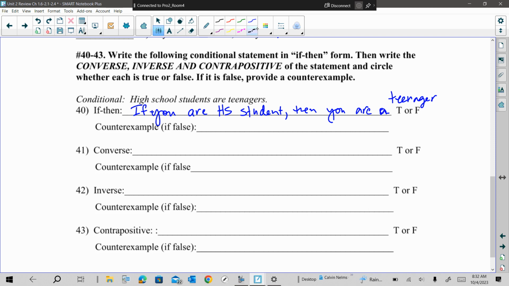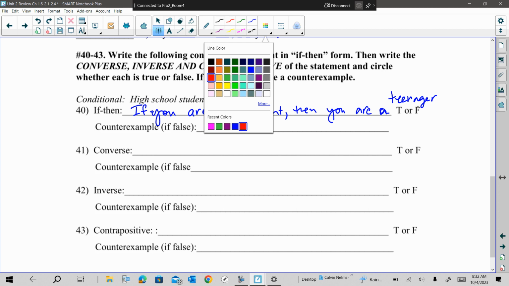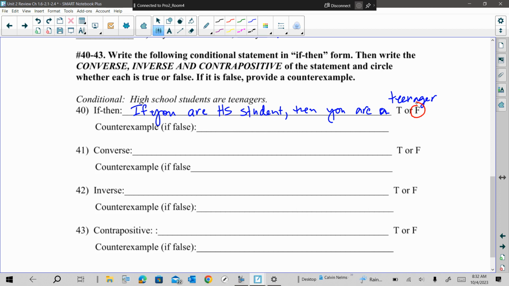True or false? It could be false. So all we have to remember is, if we say false, we have to give a counterexample. Could he be older? Okay, so maybe they skipped some grades, graduated early, or failed, left behind. So we can have either one of those. Just make sure if you say false, you give the counterexample. That's the main thing, okay.